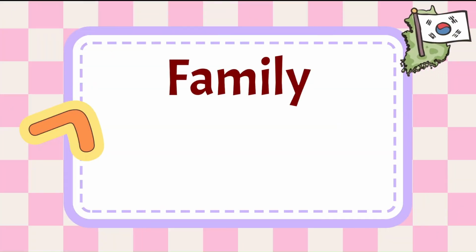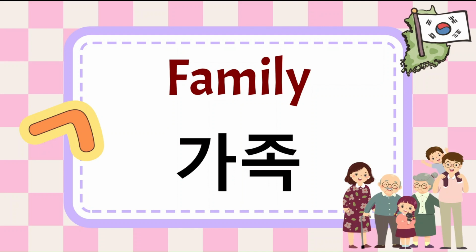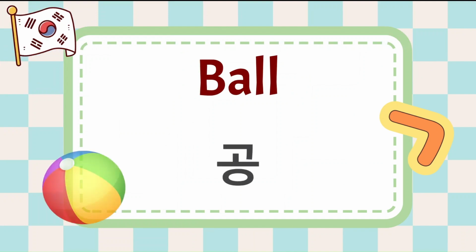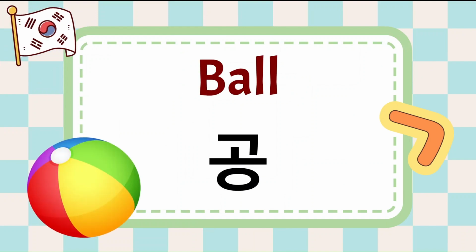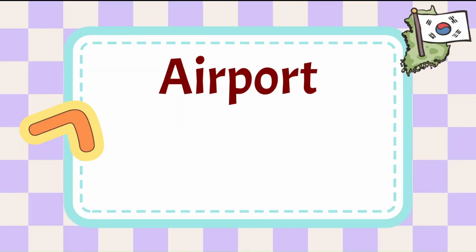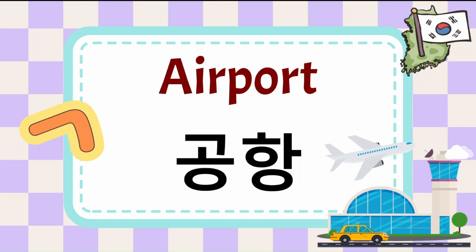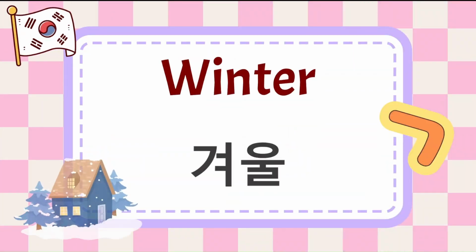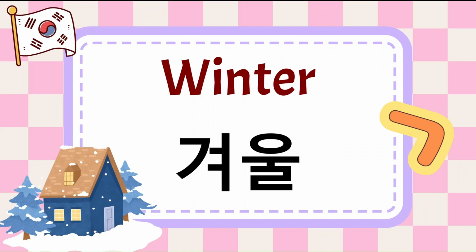Here comes the first word, and that is family. In Korean, it is 가족, 가족. Next is the word ball, and the Korean word for ball is gung, gung. Airport. In Korean, it is 공항, 공항. Next is the word winter. In Korean, it is called 겨울, 겨울.